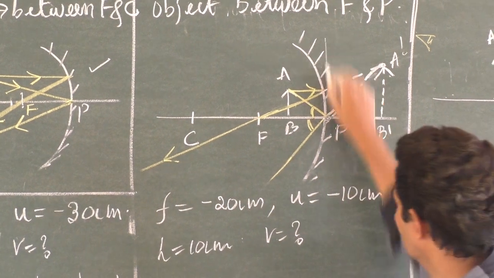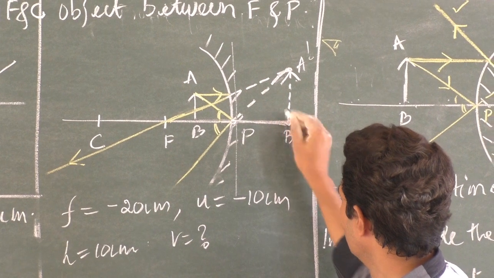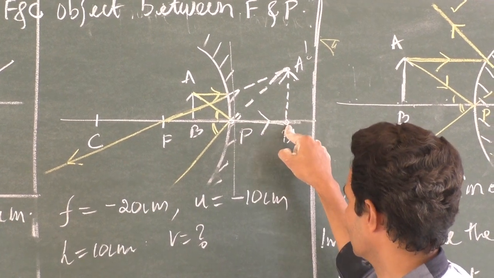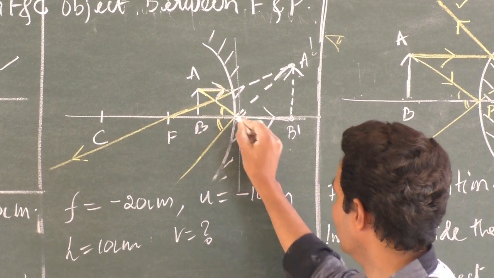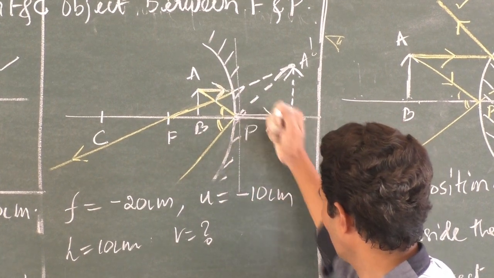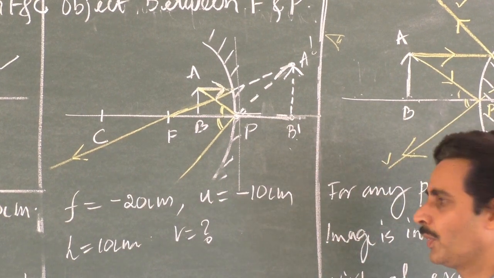Because if you divide this into Cartesian coordinates, if the image is formed here, from the pole you have to move like this to measure the distance. And if you move like this, you are moving in the direction of incident light. Distances measured in the direction of incident light are taken positive. You should get the image distance as positive.